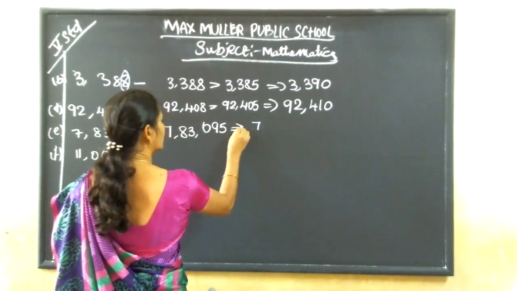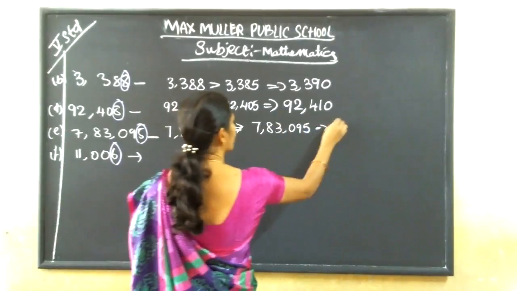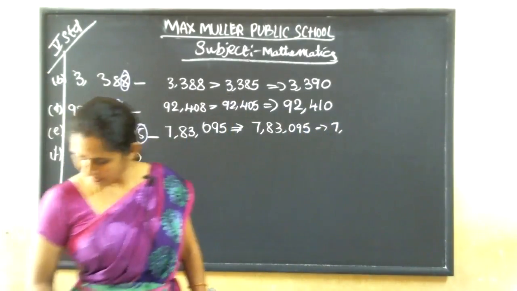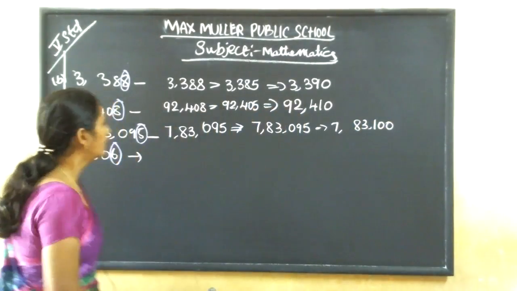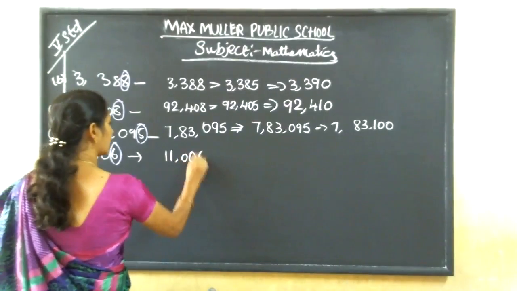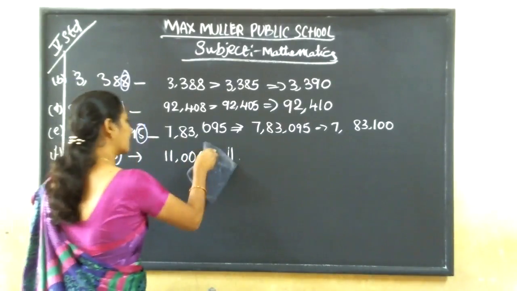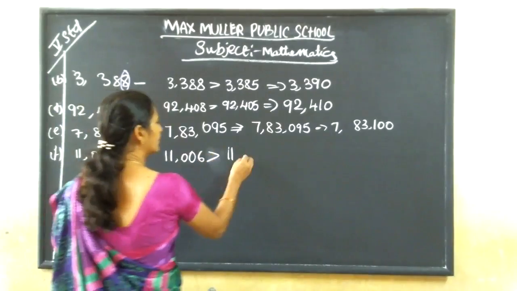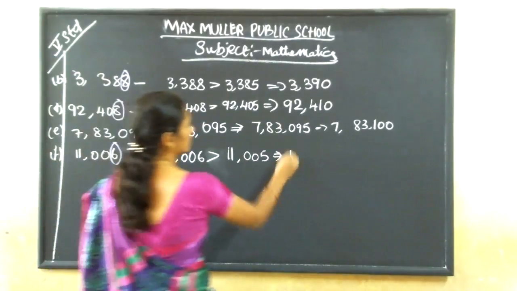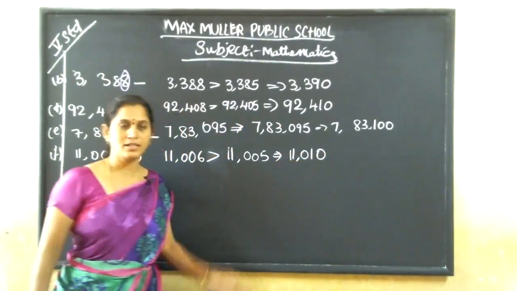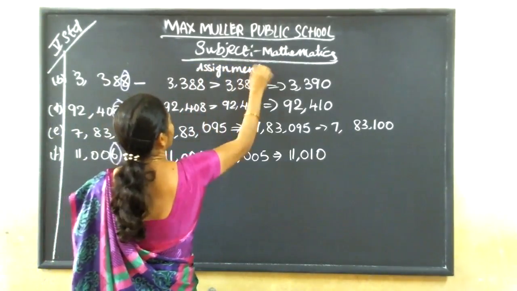7,83,095. That is equal to 5. So the answer is 7,83,100. After 90, 100 is the next tens. Next. 11,006 is less than, sorry, greater than 11,005. So, answer is 11,010. This is the assignment given in the previous class, the assignment answers.